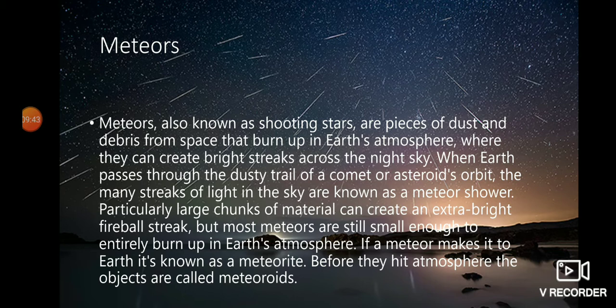If a meteor makes it to Earth, it's known as a meteorite. Before they hit the atmosphere, the objects are called meteoroids. And when we see the bright streak in the sky, these are known as shooting stars. The size of these meteors is smaller than that of asteroids.